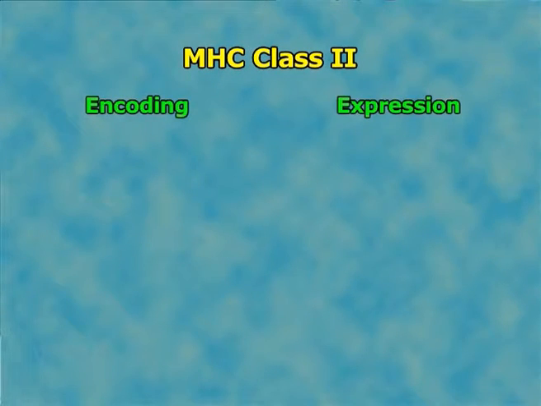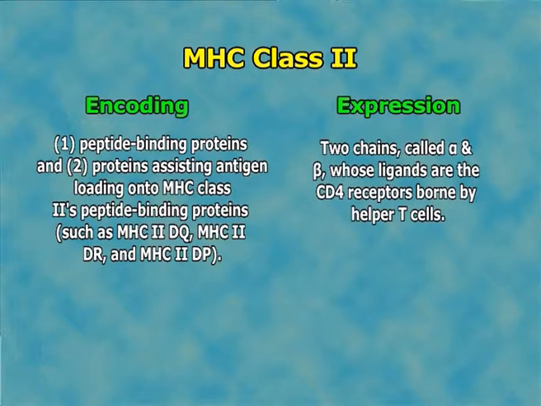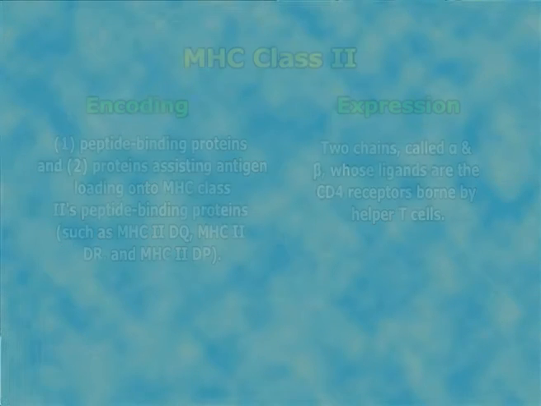Class 2 encodes peptide binding proteins and proteins assisting antigen loading onto MHC class 2's peptide binding proteins, such as MHC2DQ, MHC2DR and MHC2DP. Class 2's expression is shown by two chains called alpha and beta, whose ligands are the CD4 receptors borne by the helper T cells.